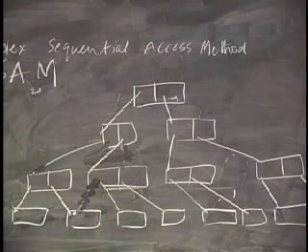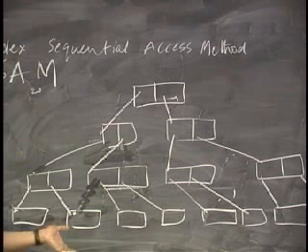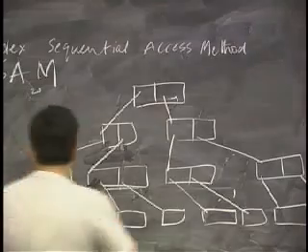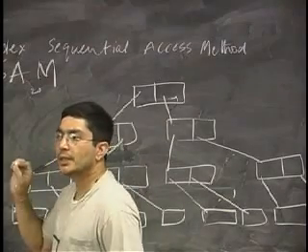In order to get to some actual leaf data, you have to go through here, however deep it is, the number of pages. I'm a little unclear here. What's being indexed?